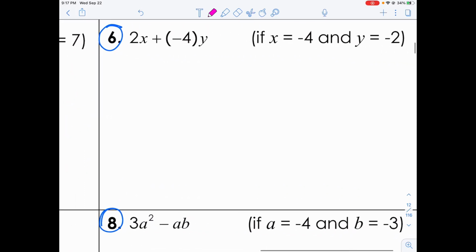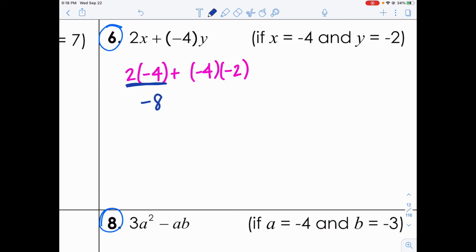Number 6, substituting in everything and making sure you're putting it inside of a parentheses. This is 2 times x, and x is a negative 4, so I'm going to substitute in a negative 4, plus a negative 4 times y, and y is a negative 2. Order of operations tells me to do multiplication first, and we're going to move in order from left to right. So I'm going to do 2 times negative 4. 2 times a negative 4 is a negative 8, plus a negative 4 times a negative 2, because I haven't done that multiplication yet.